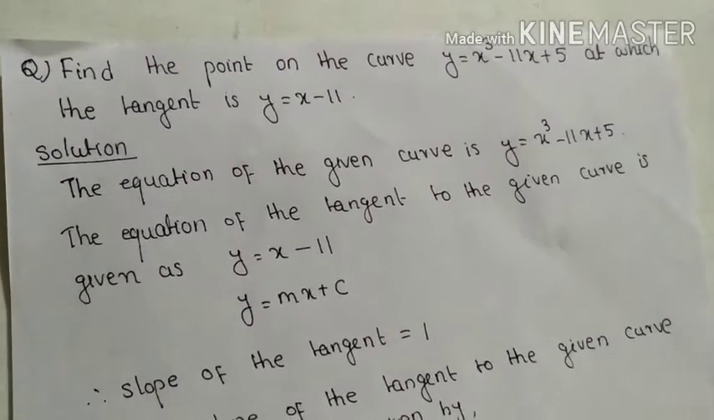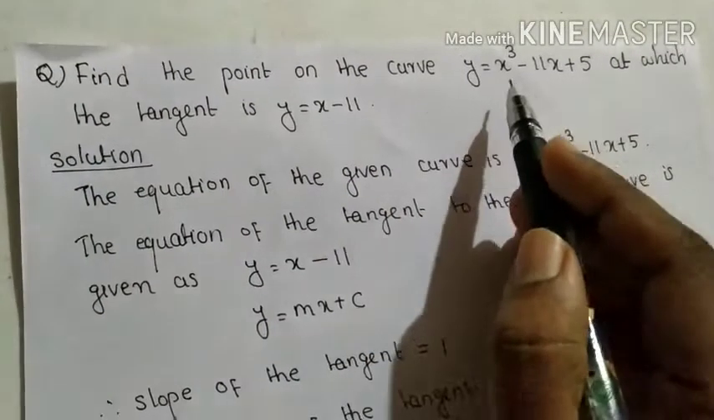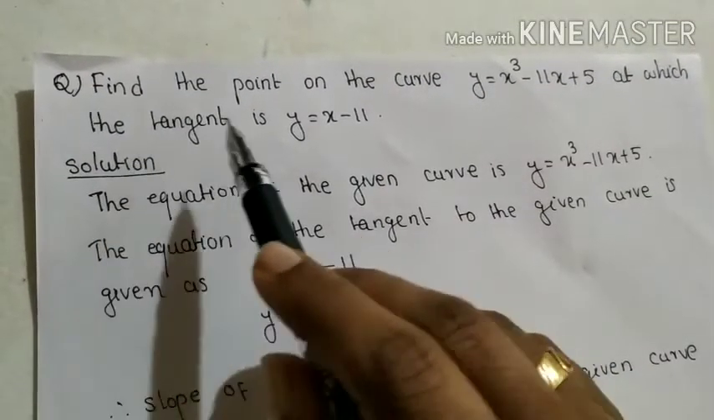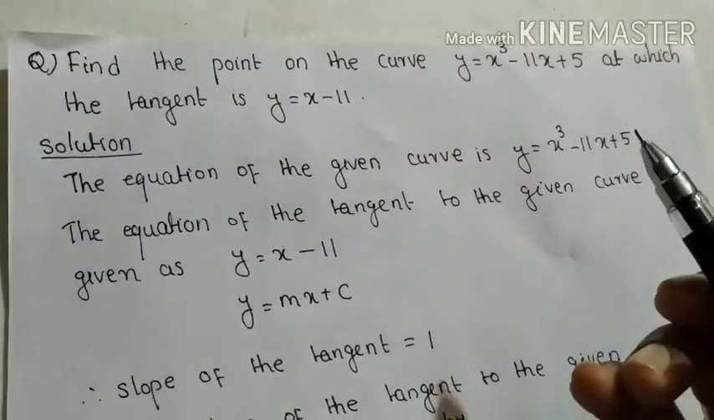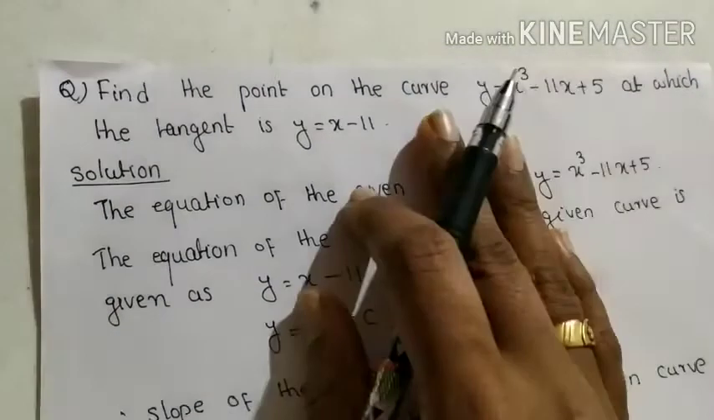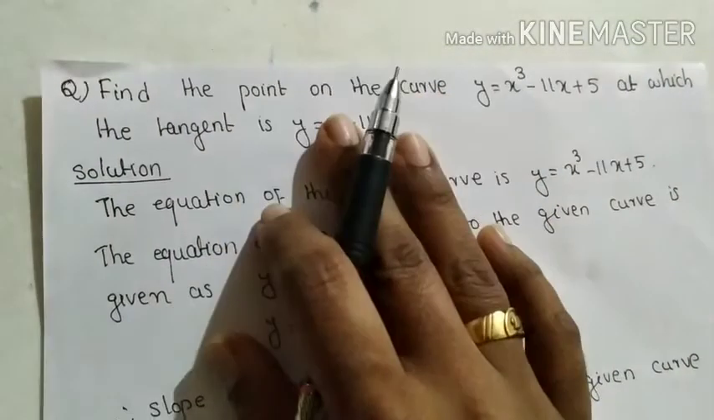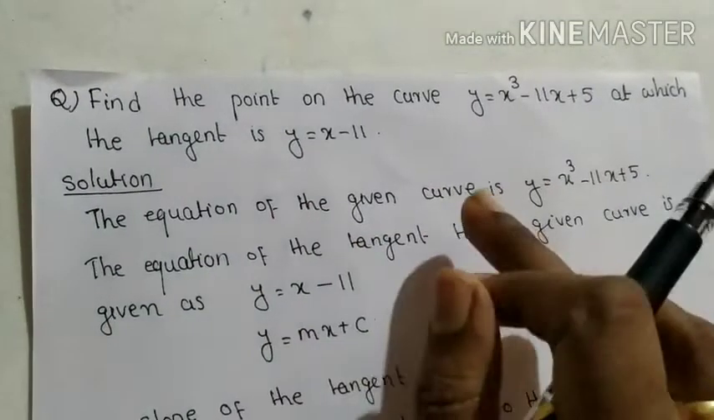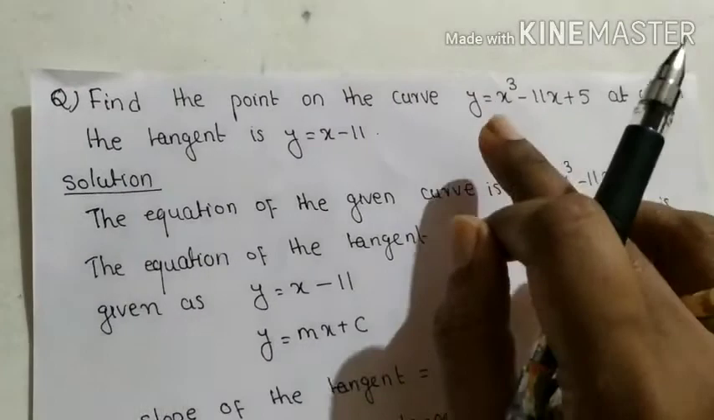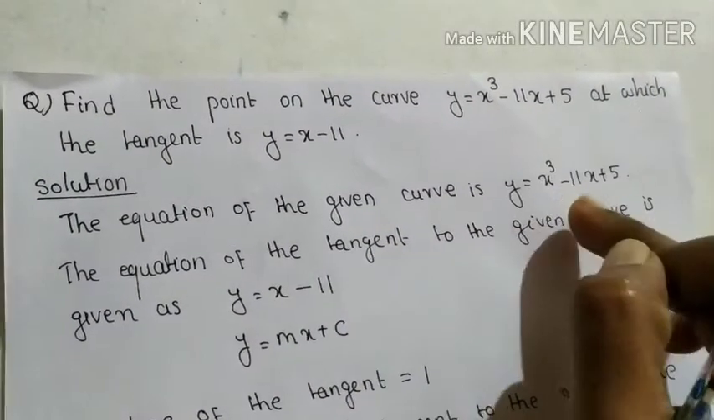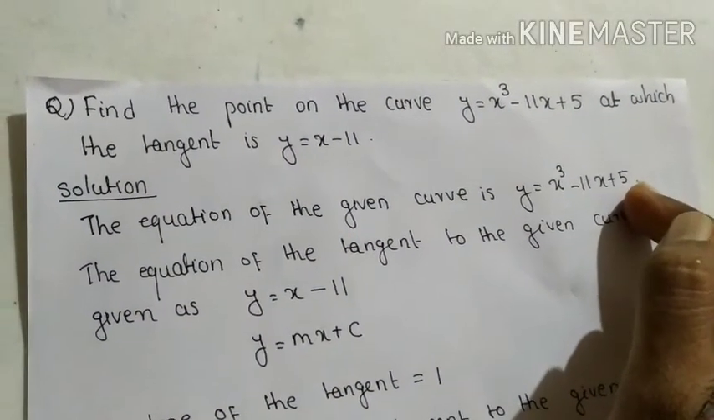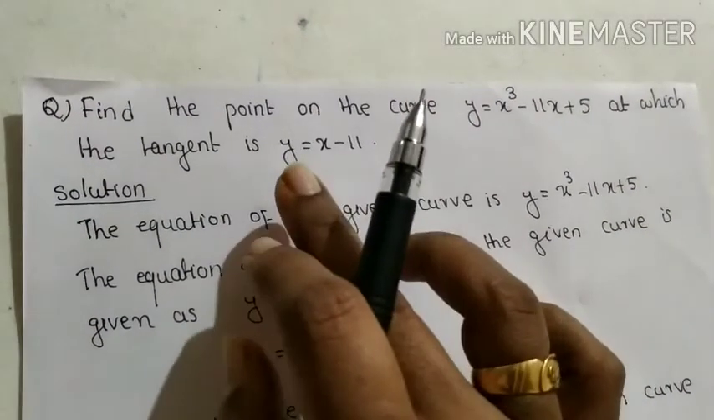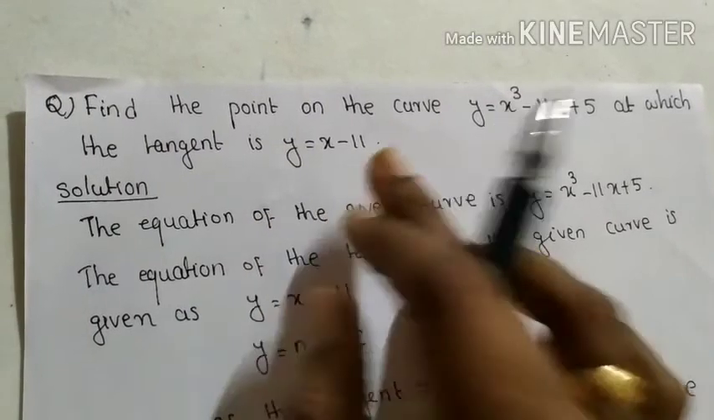This is our next question. Find the point on the curve y equal to x cube minus 11x plus 5 at which the tangent is y equal to x minus 11. So in this question we need to find out the point on the curve. The equation of the given curve is y equal to x cube minus 11x plus 5. And the equation of the tangent to the given curve is y equal to x minus 11.